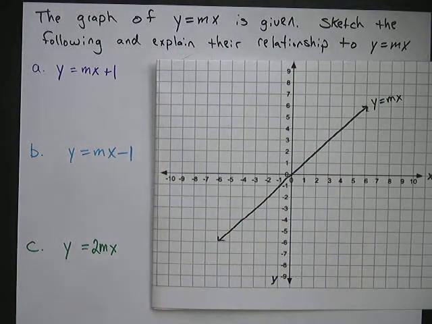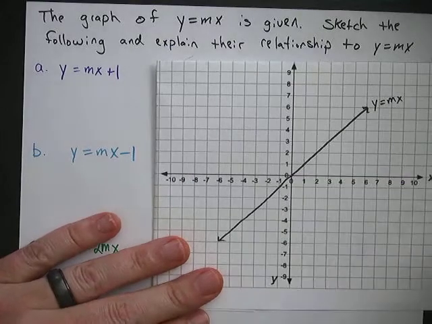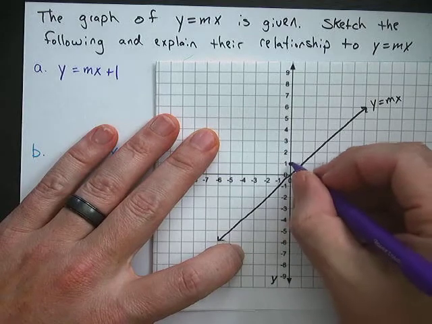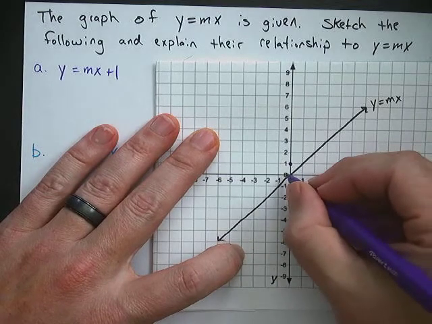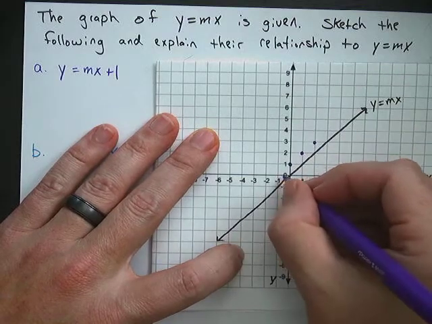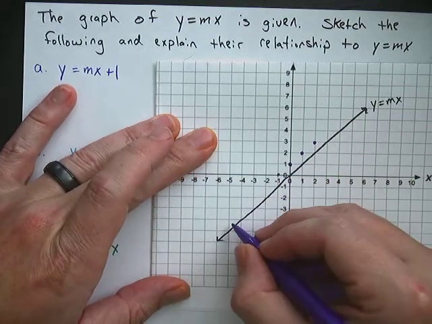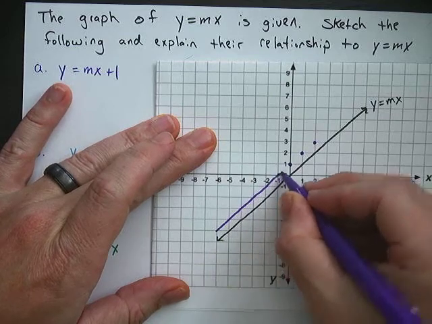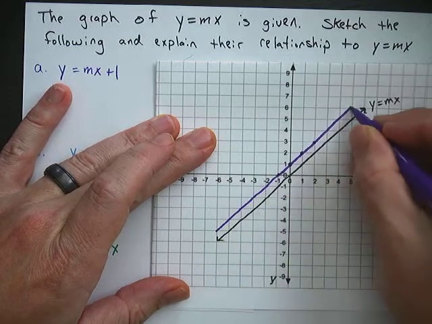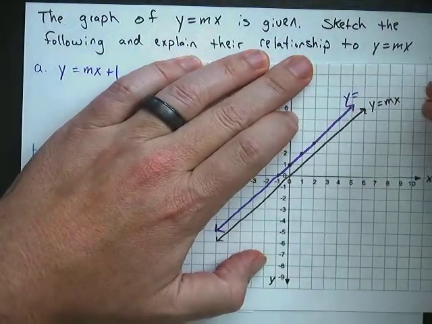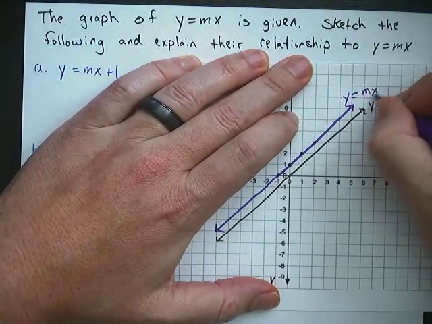What that's going to do is shift the entire graph up by 1. So every point, like 0, 0, instead is going to be at 0, 1. 1, 1 is going to be instead at 1, 2, and so on. So these all get shifted up by 1. And you get the exact same graph, except it's like this. So shifted up by 1. Okay, so that is y is equal to mx plus 1.